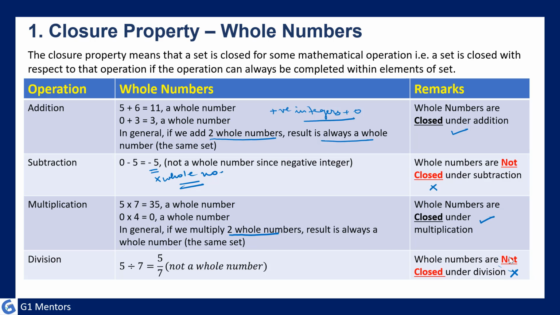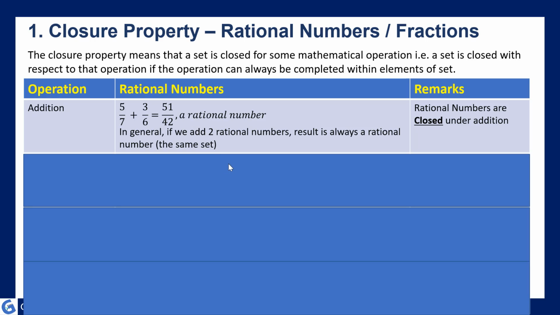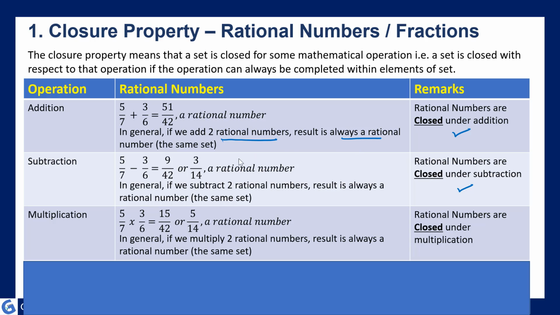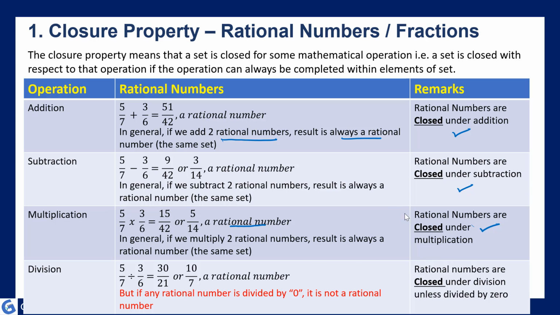closed under division. If we see fractions, if we add any two rational numbers, the result is always a rational number. Rational numbers are closed under addition. Rational numbers are also closed under subtraction. If we subtract any rational numbers, we get a rational number. Also, rational numbers are closed under multiplication. Rational numbers are closed under division as well, with an exception, unless divided by 0.